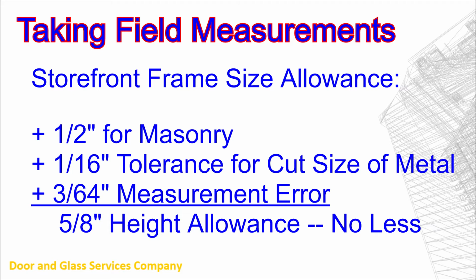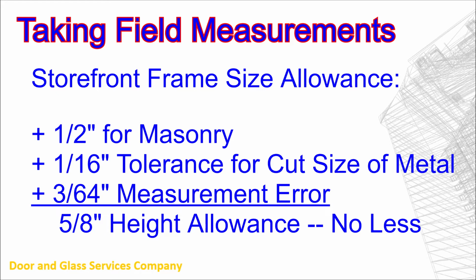For example, the storefront frame size allowance is based on a 1/2 inch variation in masonry, a 1/16 of an inch tolerance for the cut size of metal, and 3/64 of an inch of measurement error. That's just a little bit less than a 1/16. All of these things combine to provide us with a 5/8 inch allowance for the height of the storefront frames, no less. And if you watch that video, you'll know that the occurrences of these errors are associated with probabilities.